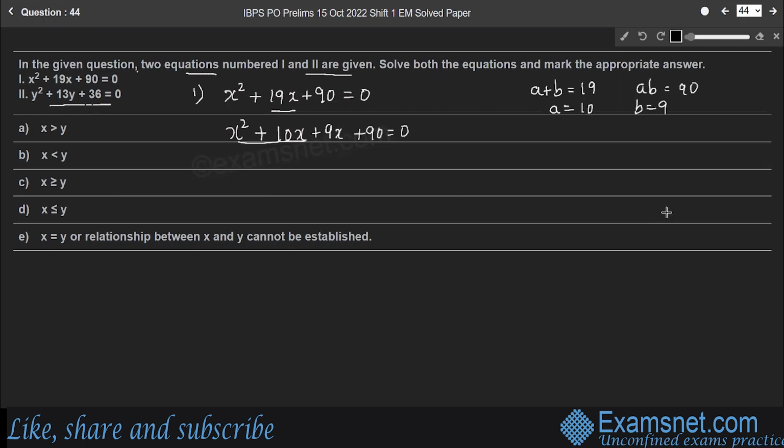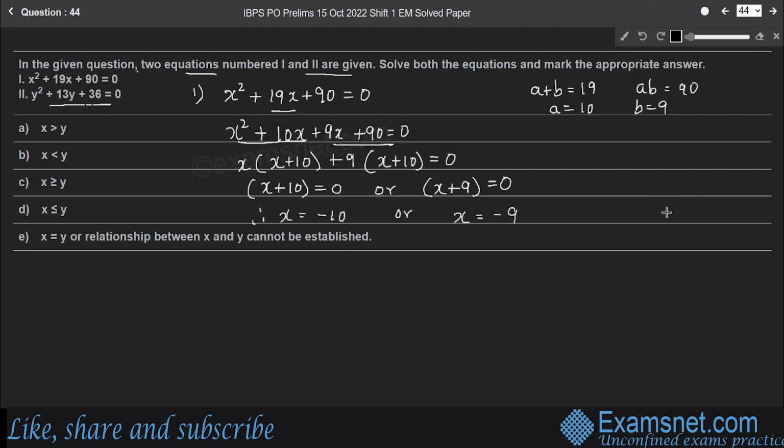Take the first two terms where x is common, into x plus 10; plus 9 is common in the last two terms, into x plus 10 is equal to 0. Therefore, x plus 10 is equal to 0 or x plus 9 is equal to 0. Therefore, we have two values for x: x is minus 10 or x is equal to minus 9. Now find the value of y.